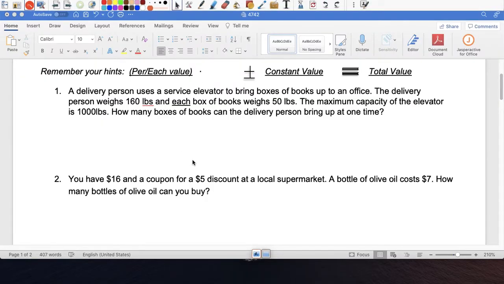All right. So notice that my sheet looks a little bit different because I removed all that. What is it? Write it in words and write it in this. So I just removed it. I should have done that for you guys, so I apologize. A delivery person uses a service elevator to bring boxes.